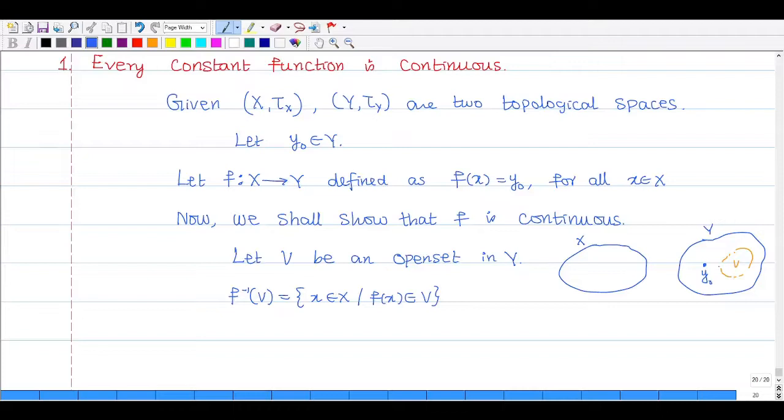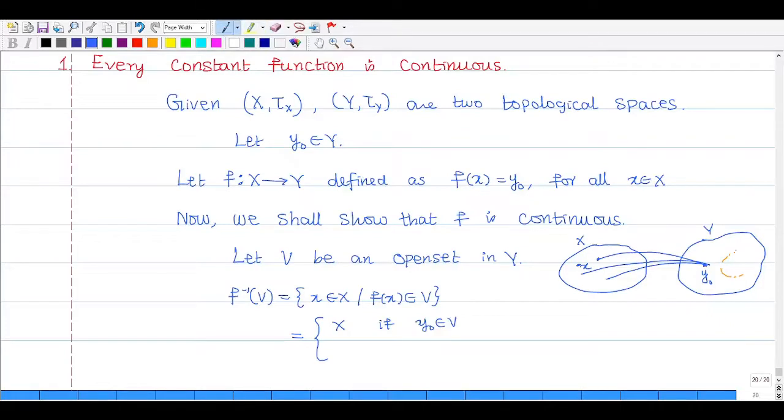Suppose y₀ is not in V. Then this condition must not be satisfied, because every x maps to y₀. So if my y₀ is in V, the inverse image of V is the whole space. If y₀ is in V, every point x you take, f(x) will lie in V. Therefore the inverse image is equal to the whole set.